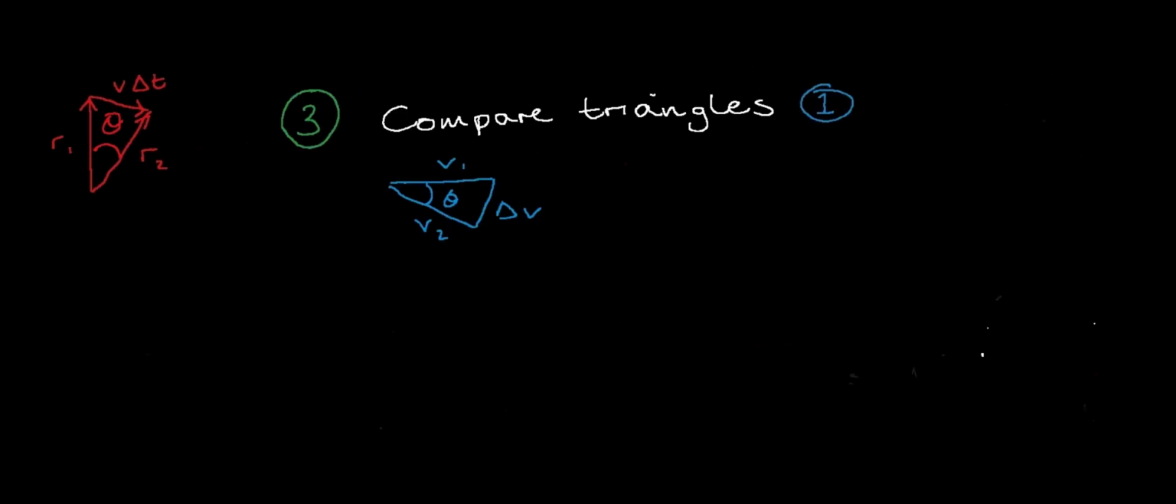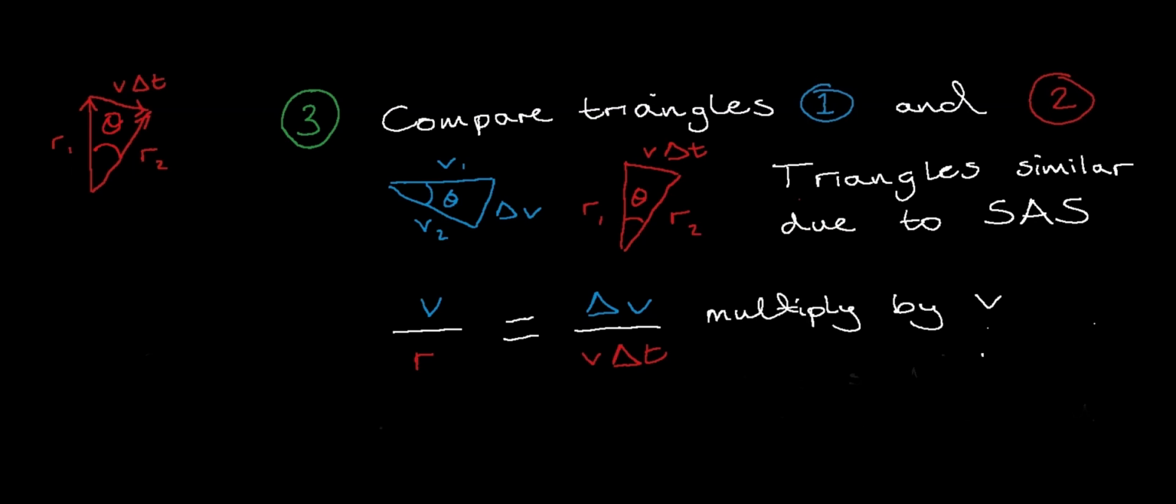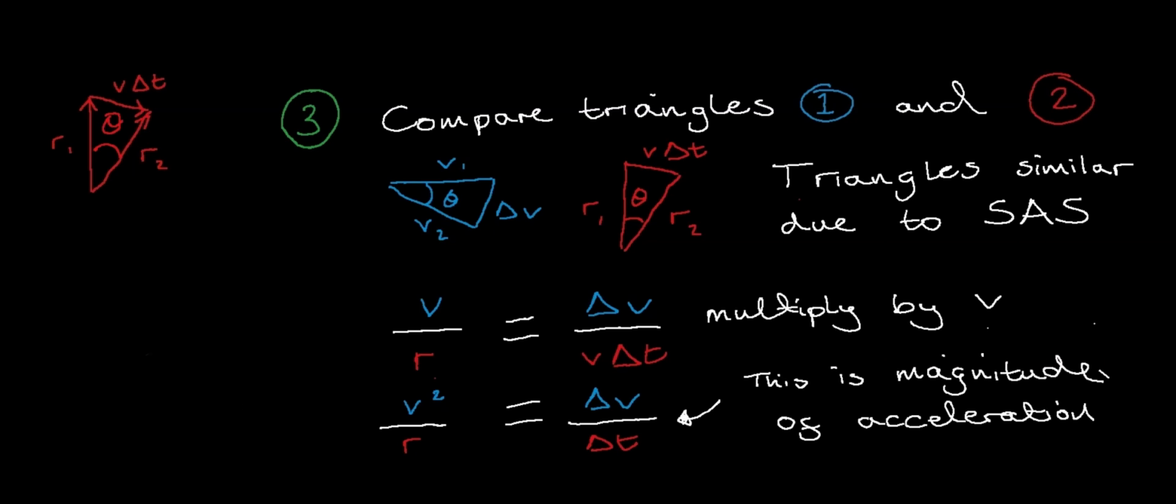We can then compare triangles 1 and 2. They are both isosceles and share the angle theta, so they are similar triangles. As a result, the ratio of v to r, the longer sides of the triangles, is equal to the ratio of the change in velocity to velocity multiplied by the change in time on triangle 2. We then multiply both sides by v. Delta v over delta t is just equal to the magnitude of acceleration, so we can replace it with a to get our final equation.